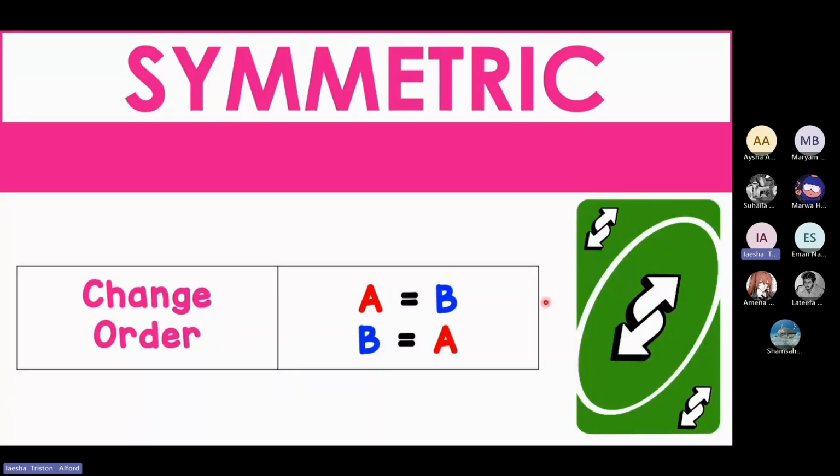Symmetric is if you see something in the proof changing order. What do we mean by changing order? If A is in the first place in the first line, and then it moves to the second place in the second line, we say that A equals B changed order with B equals A. When you see something like this, the reason that you write in your proof is going to be symmetric.